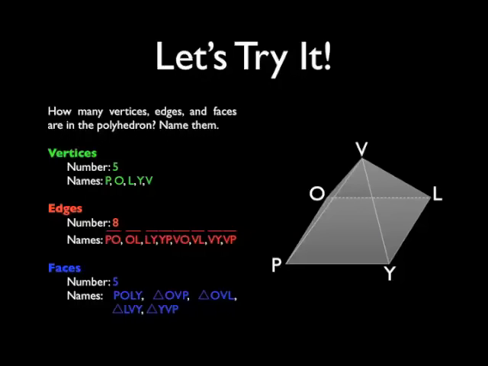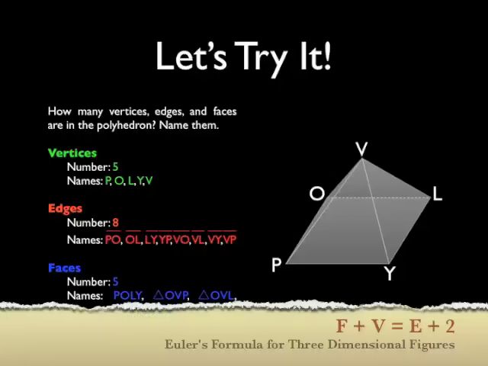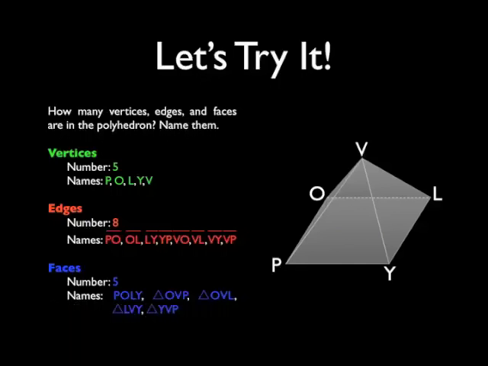Now, something that may help you make sure that you have everything is called Euler's formula. It's not very important, but it can help you. And what that says is that the number of faces plus the number of vertices, and you'll notice in this case that's 5 plus 5 is 10, that is going to equal the number of edges plus 2. 8 plus 2 is also 10. Again, that just helps to make sure that you have named everything that you need to name. So it's a quick check for you.